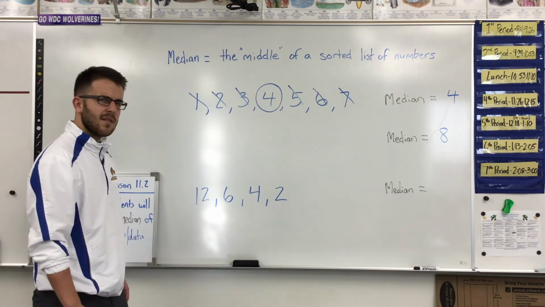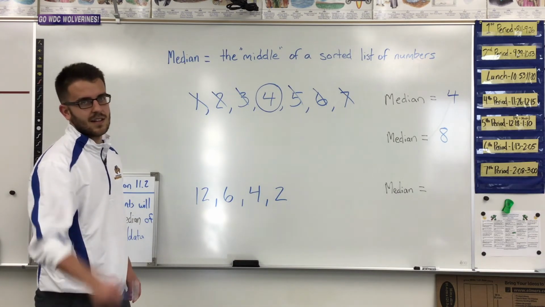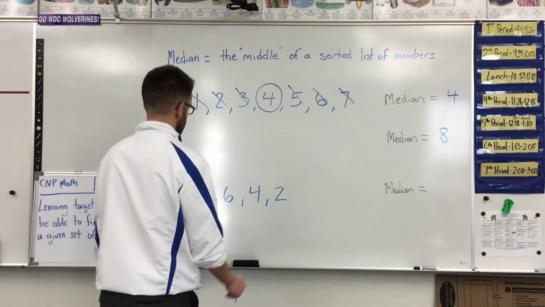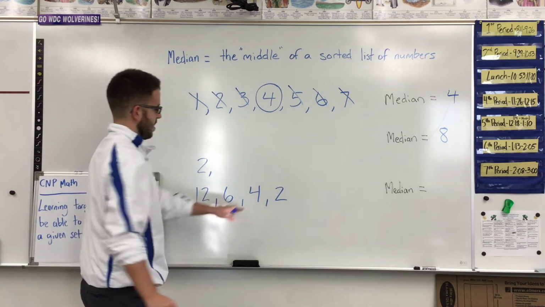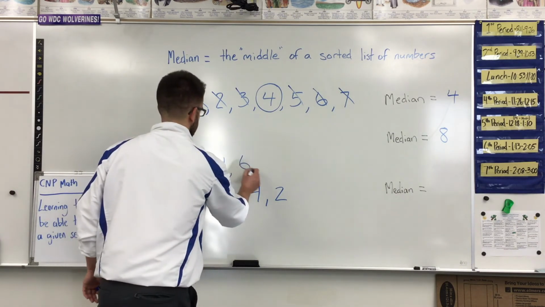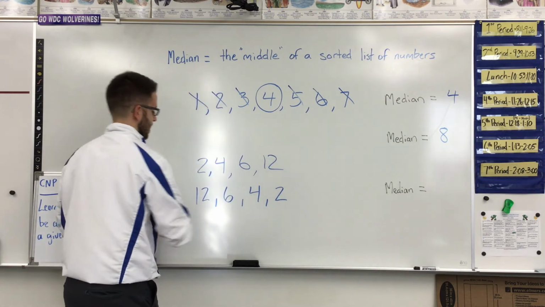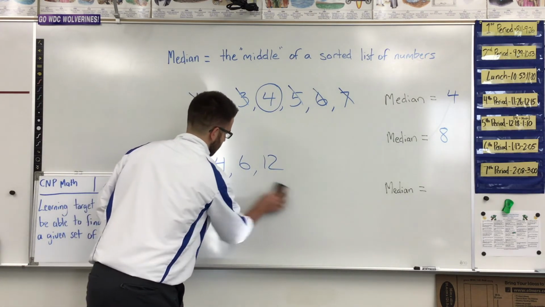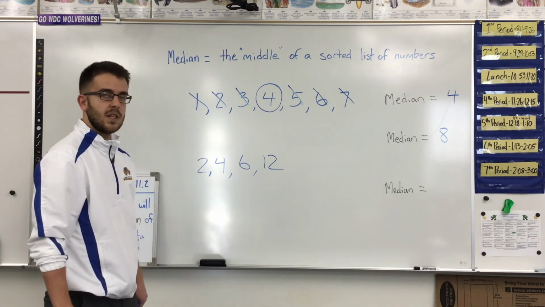Does anybody remember what that first step is in finding the median? If you said, list the numbers least to greatest, you are correct. Nice job. So, of course, our lowest number is 2. Our next lowest is 4. And then we have 6. And then 12 is the greatest number in that set. So I'm just going to erase these. 2, 4, 6, and 12. They are in order from least to greatest.